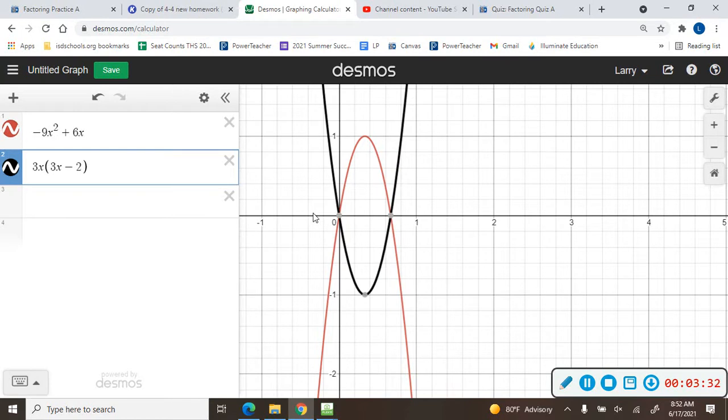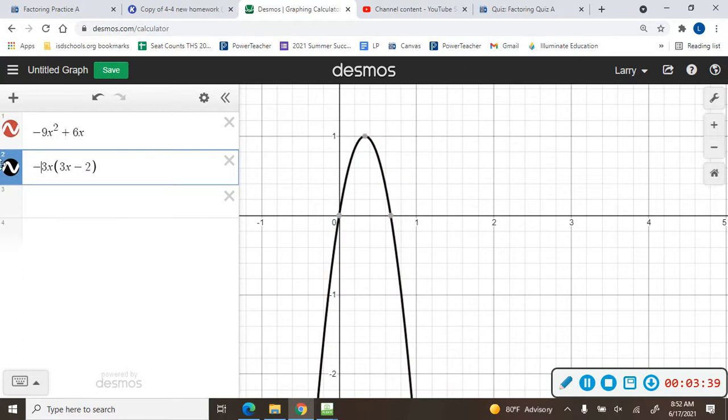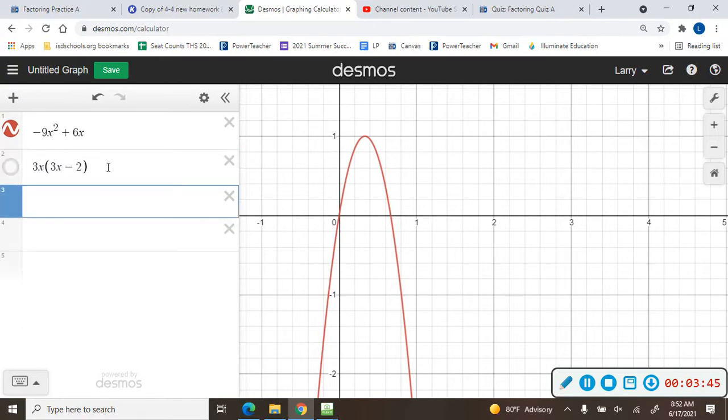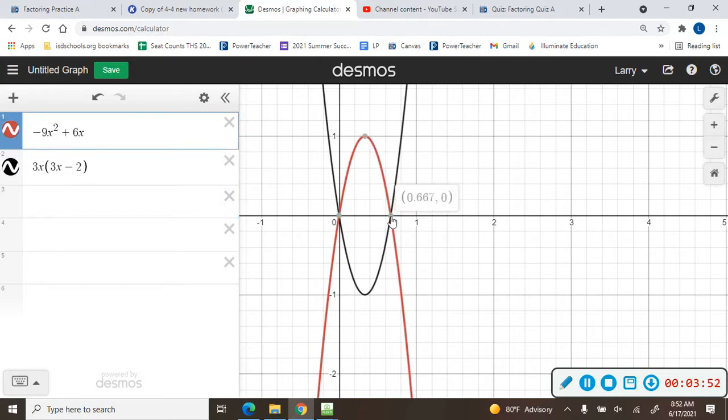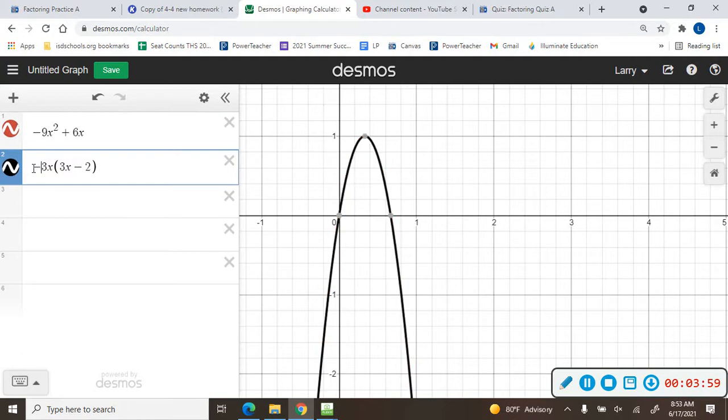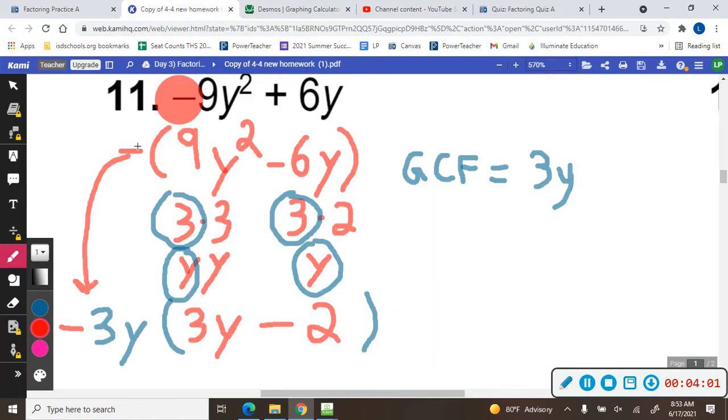Notice how they're almost the same thing, just the black one needs flipped over. So to flip it over, that's what the negative does. The negative flips it over. Now they are the same thing. So that negative sign doesn't change the solutions. The solution is still 0. The solution is still 2/3. But in order to make it look the same, you do need that negative right there. So if I had forgot that negative, I would have found that out real quick.